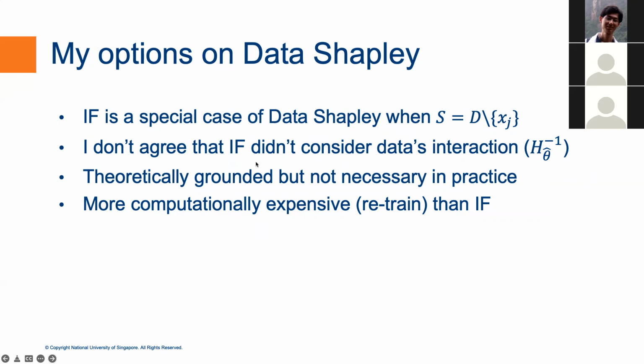I don't agree that IF didn't consider data interaction. I think the Hessian inverse already captured that. It is the data interaction in terms of the training loss, right?